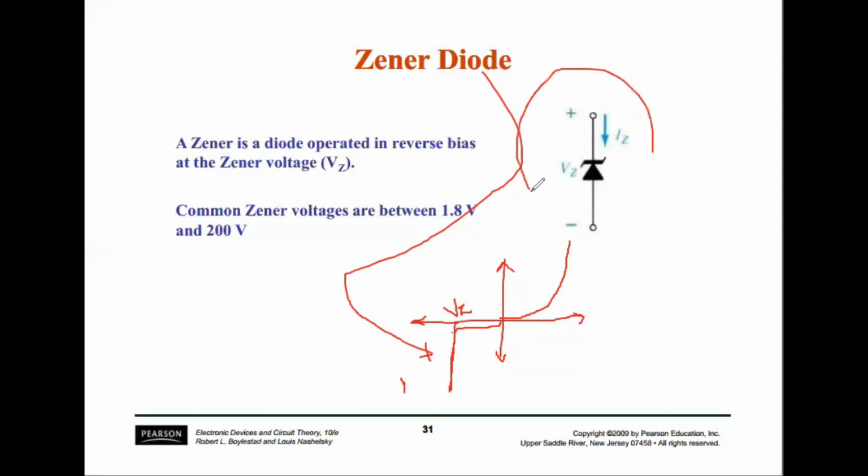This is the symbol of a Zener diode, and you can see that the cathode of a Zener diode is connected to the positive supply, while the anode is connected with the negative supply. So it works in reverse bias. This is the reverse bias region, and reverse biasing is applied over the diode.